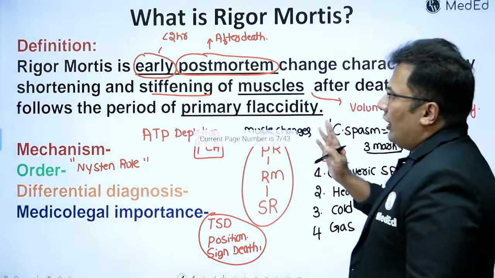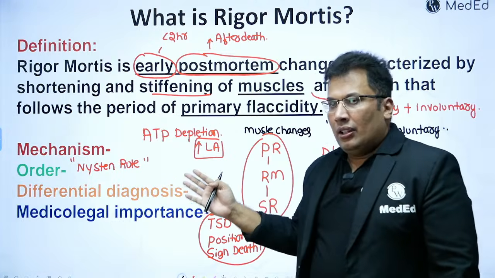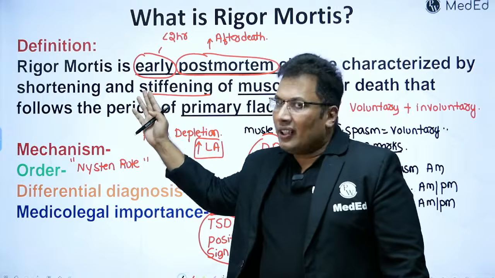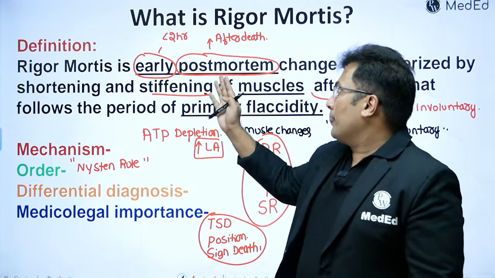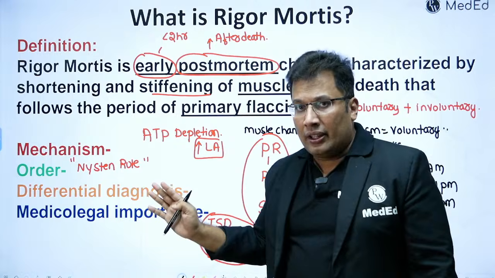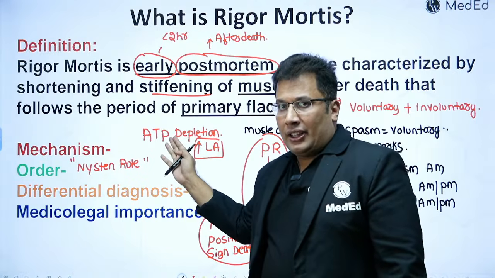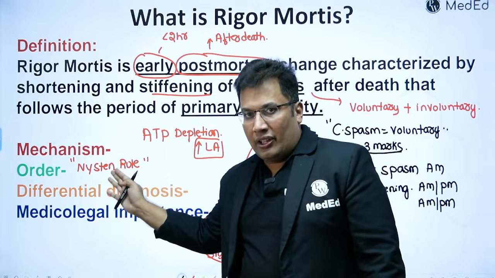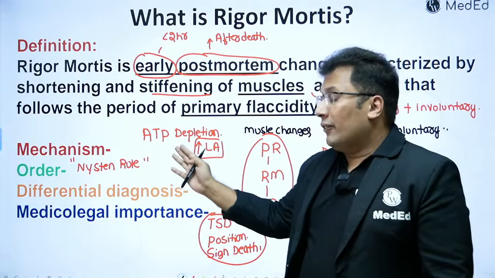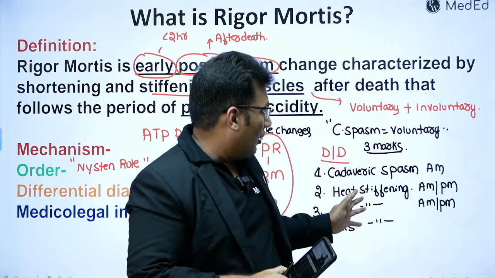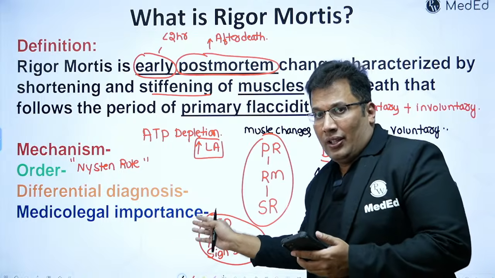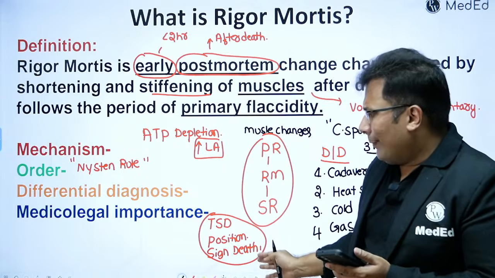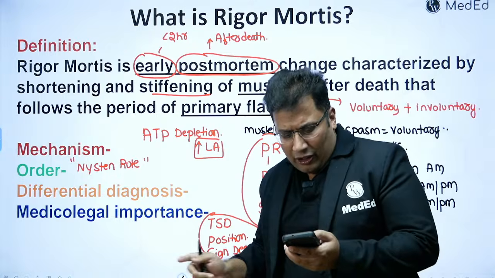Let me repeat for all of you, for a 5 marks question on rigor mortis, you need to write the definition, a proper definition from K.S. Narayan Reddy, that it is an early postmortem change. Then the mechanism, ATP depletion and lactic acid. Order, Nysten's rule, Sheffer's rule of 12. Differential diagnosis, there are basically 4. Then you can also write about the medico-legal importance, 1 or 3 or 4 points. Is it okay guys? Have you understood?